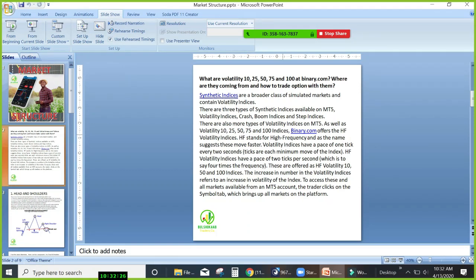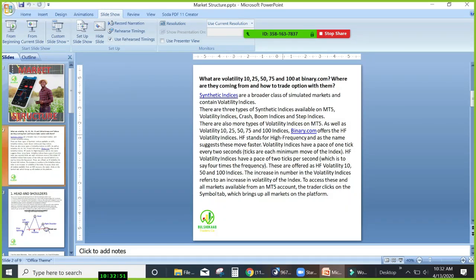I'm not really talking about when this broker started, who founded it, and what it is all about. I'm just talking about the market we are going to focus on, what we are going to learn and what we are going to trade on. We need to find out what the volatilities are. First, volatility 10, 25, 50, 75, 100.